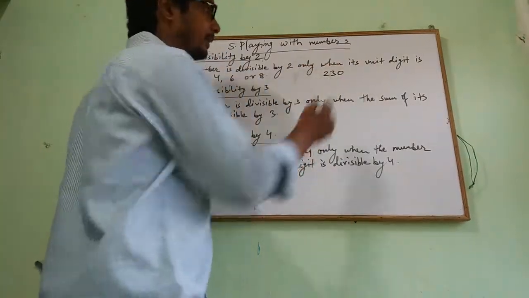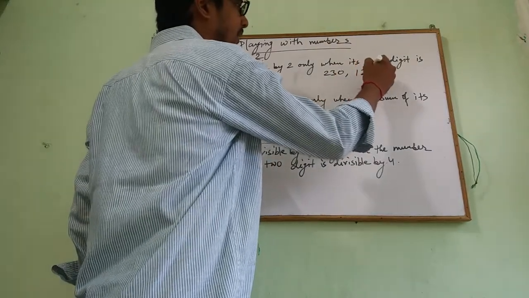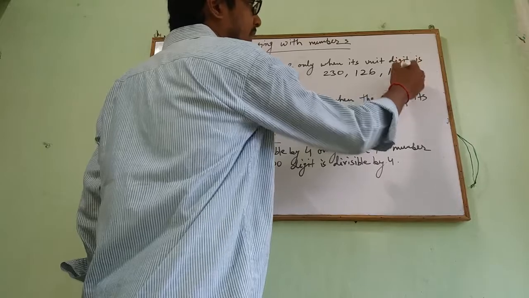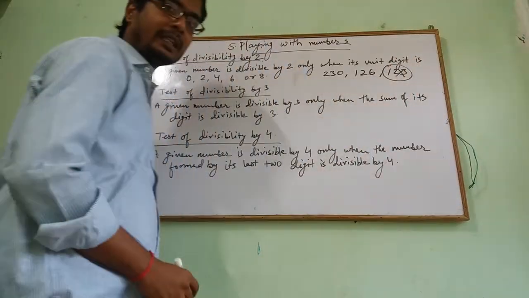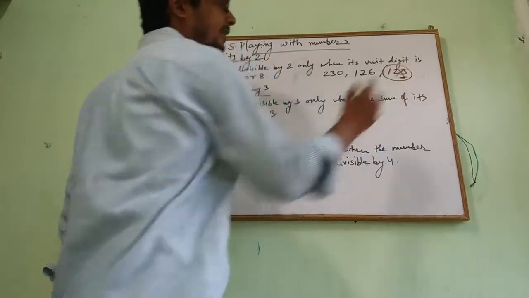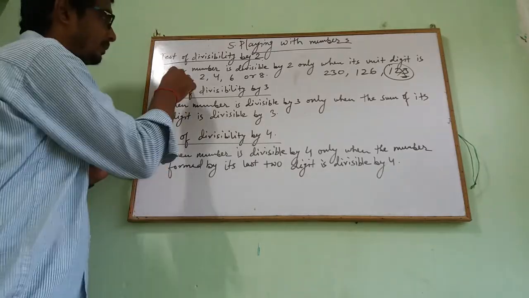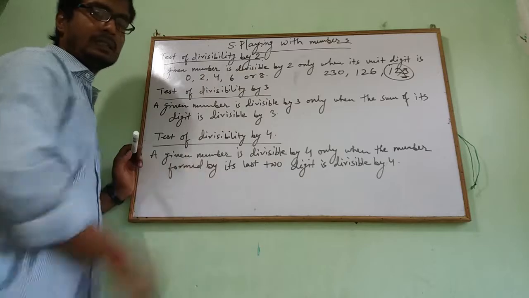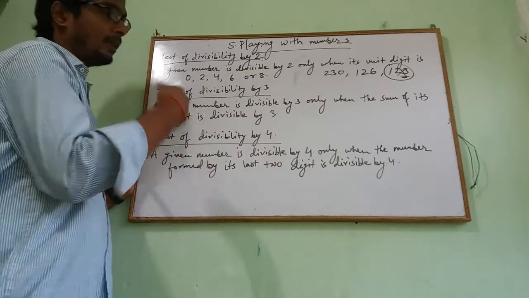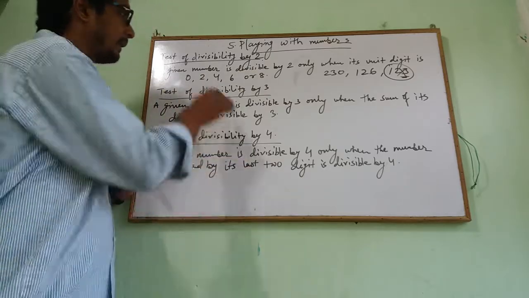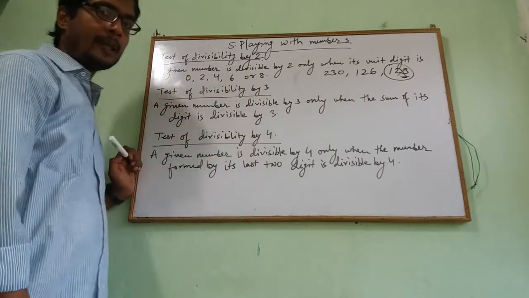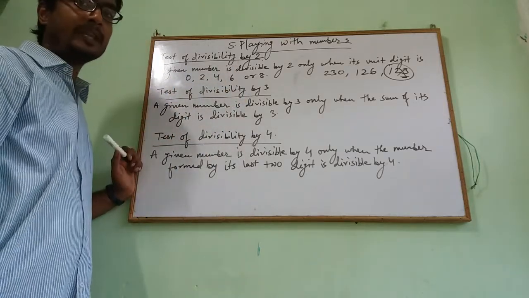230 is divisible by 2, 126 is divisible by 2, 123 is not divisible by 2 because its unit digit is 3, which is not in between 0, 2, 4, 6 or 8, which is not these numbers. So therefore, a number is divisible by 2 only when its unit digit is 0, 2, 4, 6 or 8. Now let's start with the test of divisibility by 3.